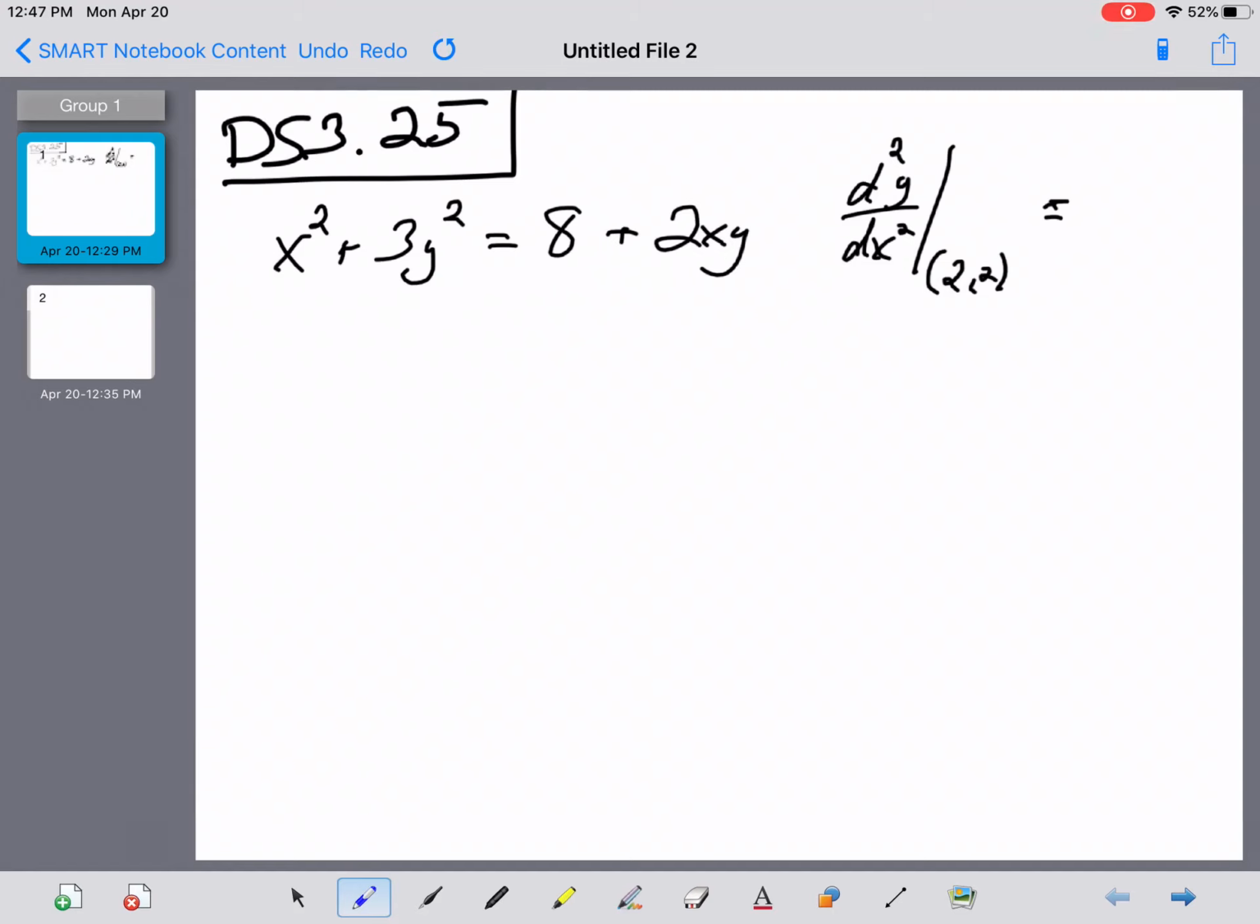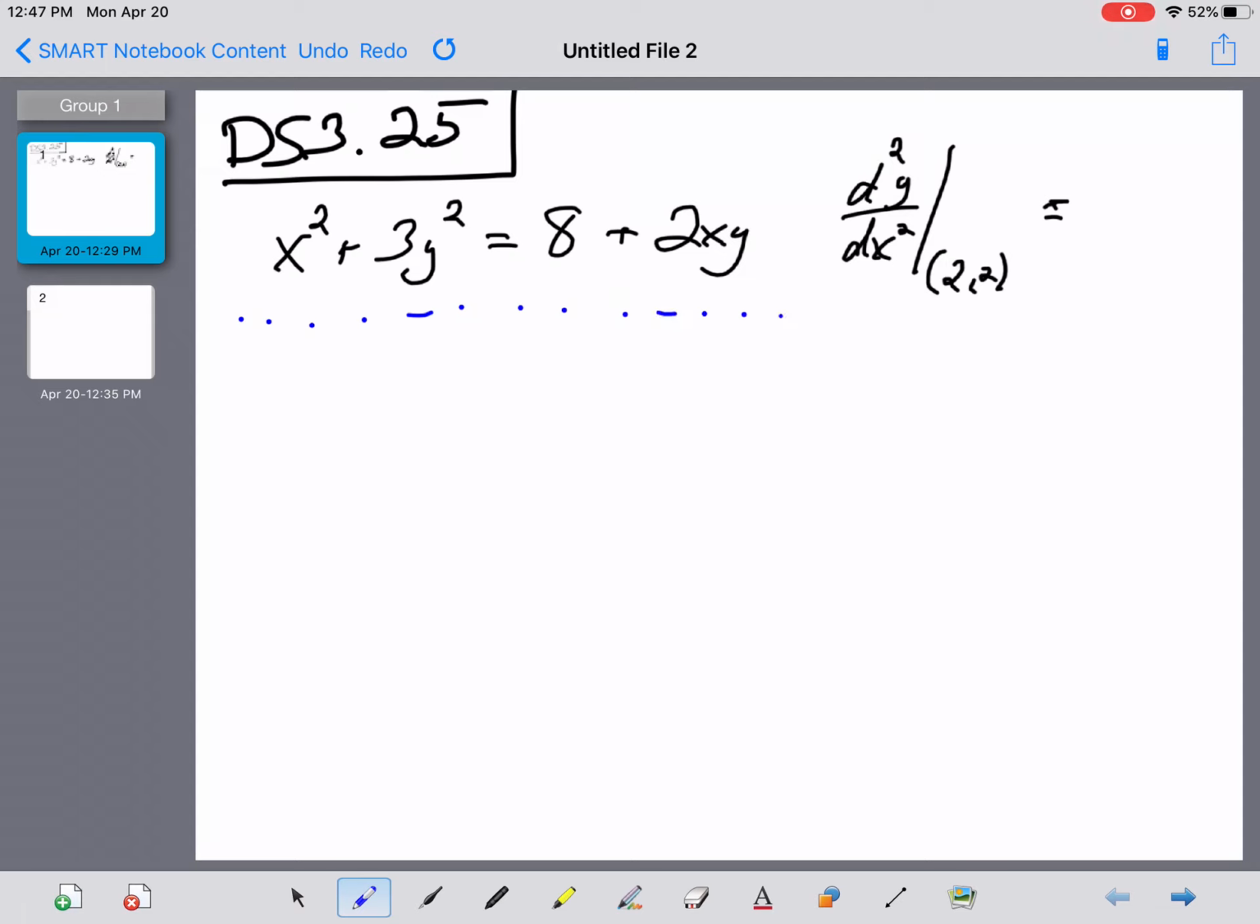All right, problem number 25 on DNS exam number 3. I just did this entire problem and recorded it, and for some reason it didn't save. So let's try it again. Here we go, guys. We're trying to evaluate the second derivative here of an implicitly defined equation at a particular point, 2,2. Doesn't sound like a real complicated problem, but some tricky things happened within that.